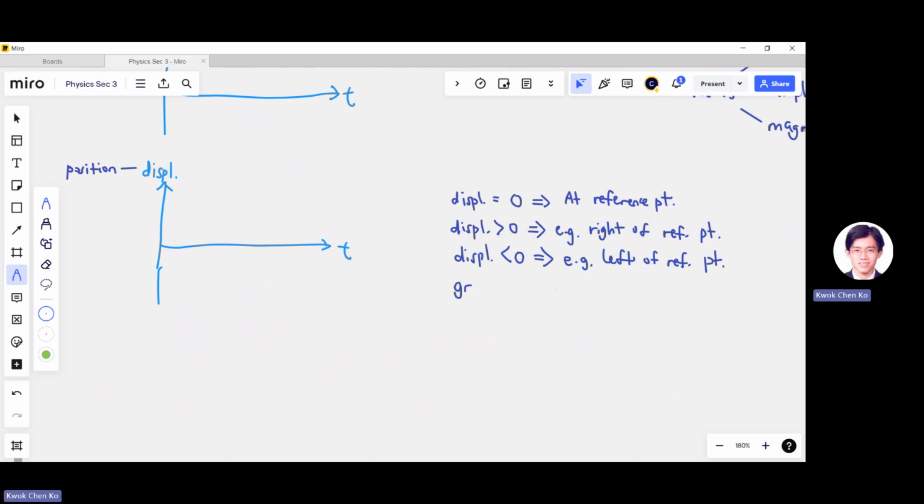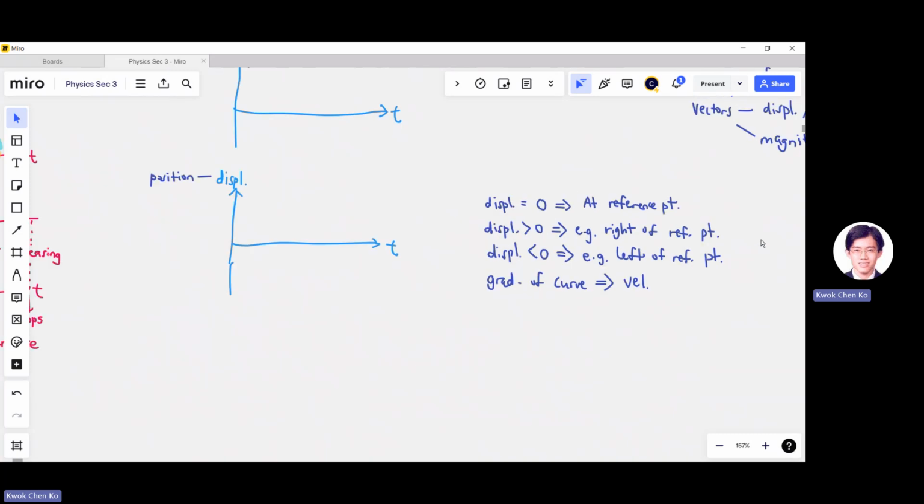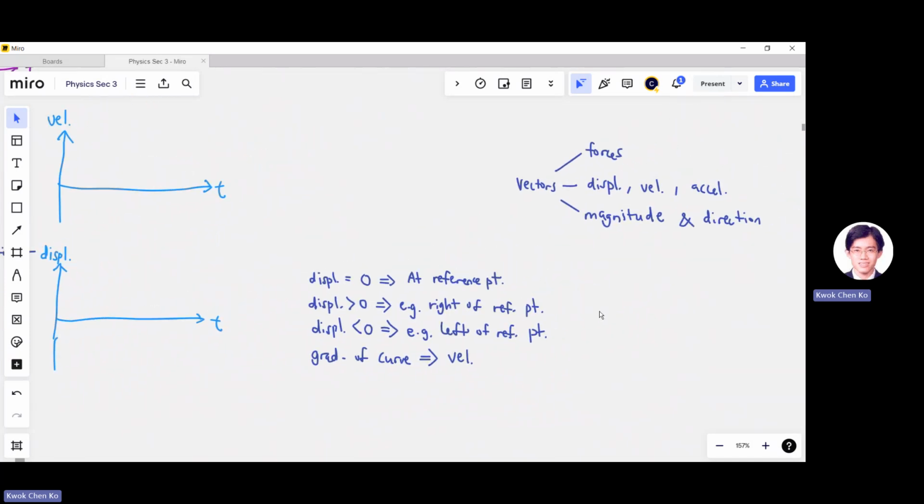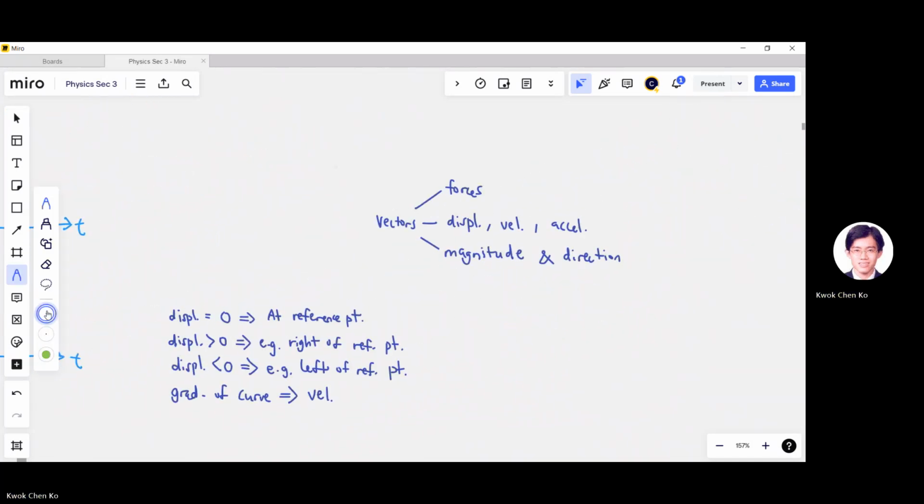What else? Displacement time. How about the gradient of the curve? Displacement time is velocity. Okay, so take note. Because displacement and velocity are vectors, so one will lead to the other. Gradient of displacement time graph will give you velocity, because both are vectors.